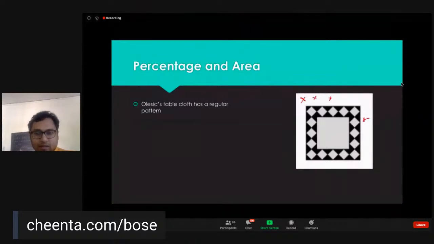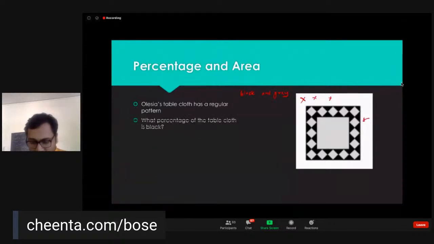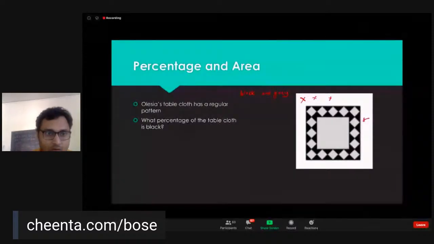So this particular tablecloth has a regular pattern. It's a black and gray pattern, and it is checkered in this way. What we really want to know is what percentage of the tablecloth is black. So if you look at the entire tablecloth, what percentage of this tablecloth is black? That's the question that we want to answer today.